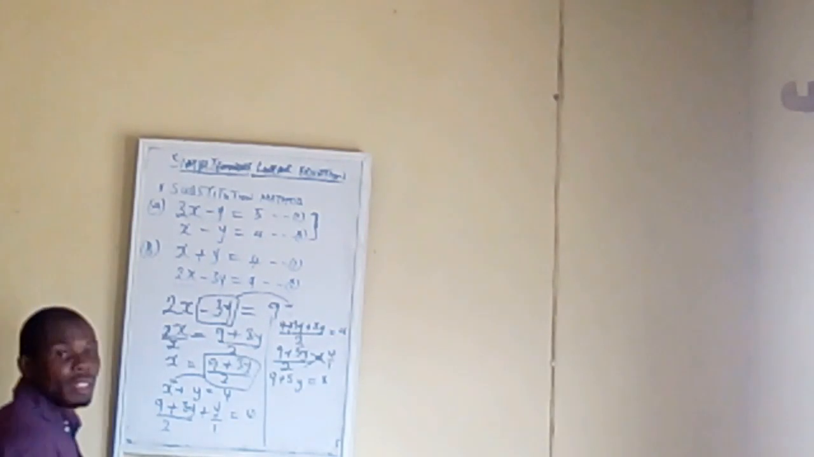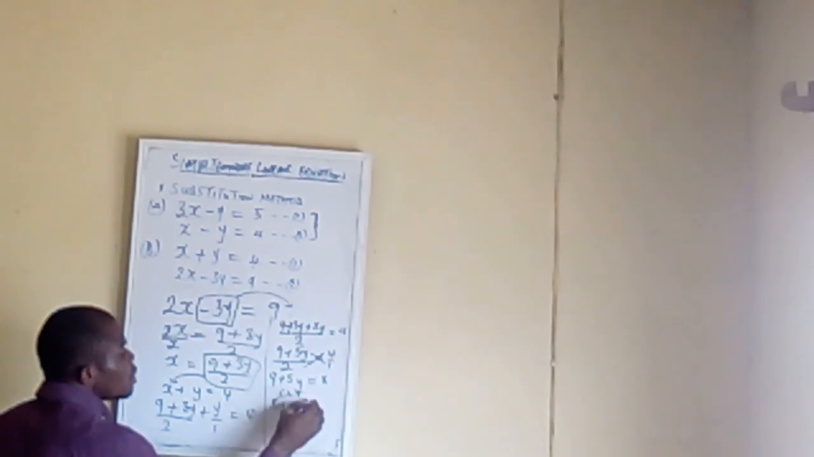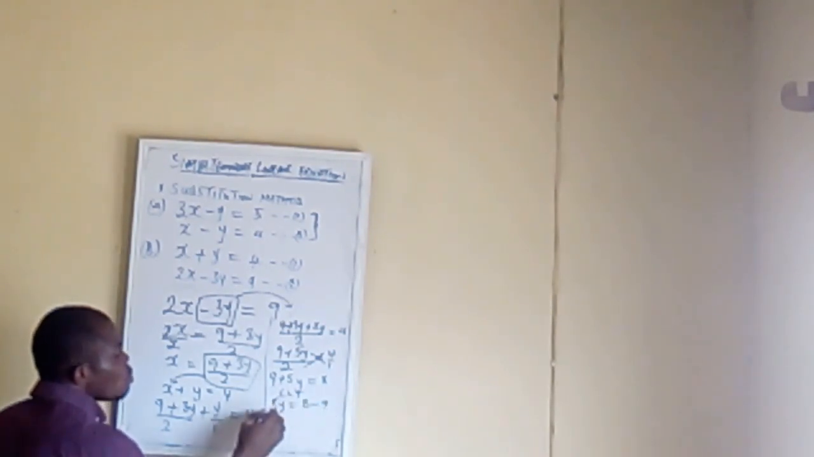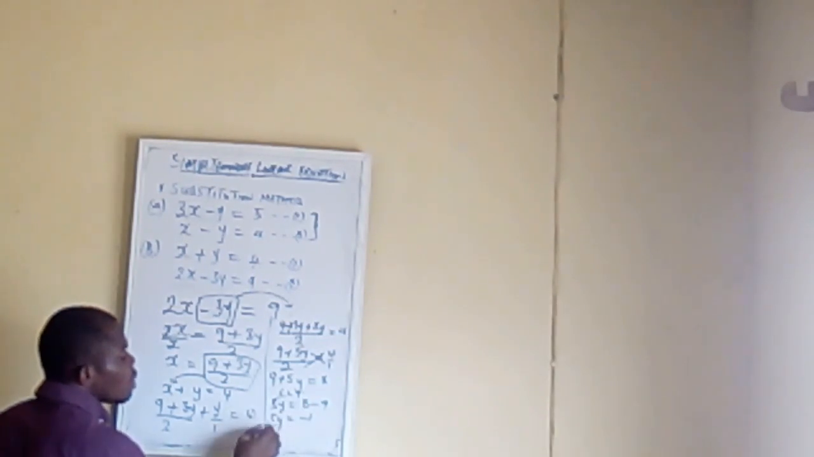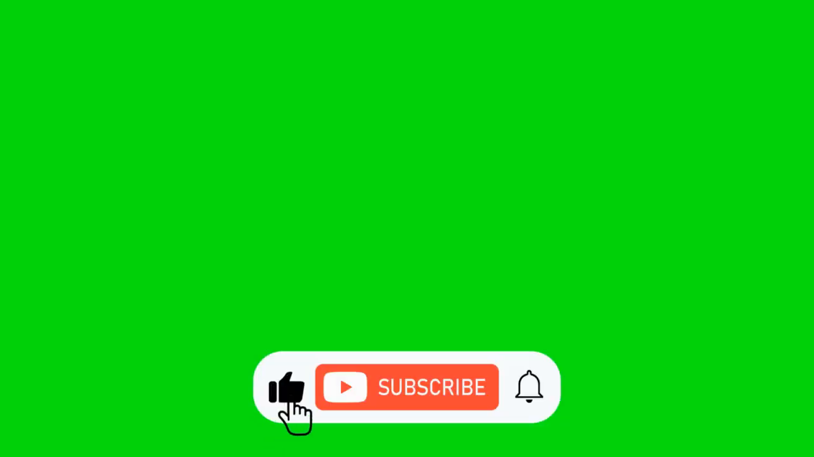So you can now collect like terms. 5y equals 8 minus 9. So 5y equals minus 1. You can now divide both sides by 5. 5 goes into 5. So y will be minus 1 over 5.